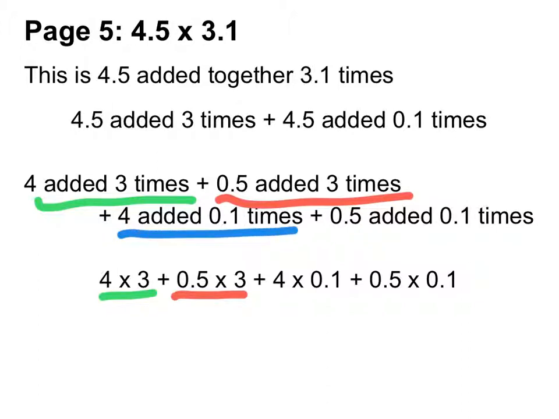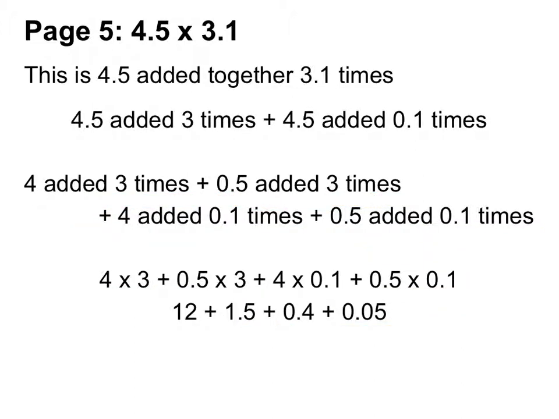4 added 1/10 of a time is the same as 4 times 1/10. And then 0.5 added 1/10 of a time is the same as 0.5 times 1/10. So now I've broken it into these 4 smaller multiplications, each of which hopefully we're comfortable with now. So my 4 times 3 becomes 12. My a half times 3 becomes 1 1/2 or 1.5. 4 times 1/10 becomes 4/10, and then 5/10 times 1/10 becomes 5/100.